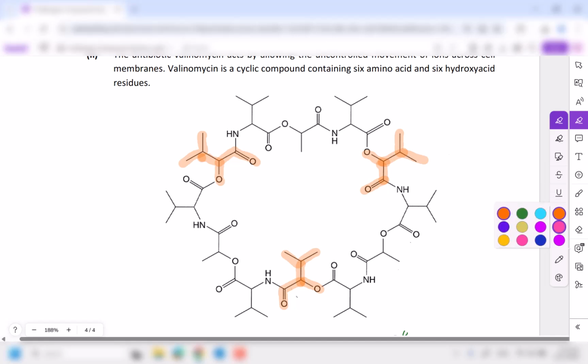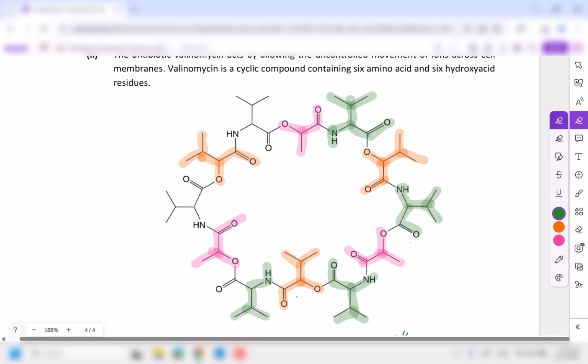Then I'm gonna use another color for the methyl, like this. Then I'm gonna use green for this isopropyl, so green will be like this, like this, and like this.